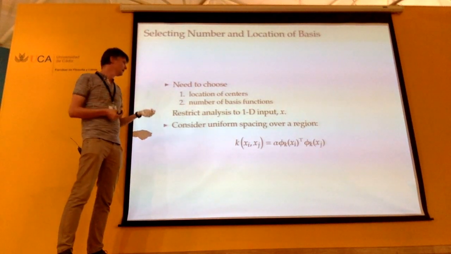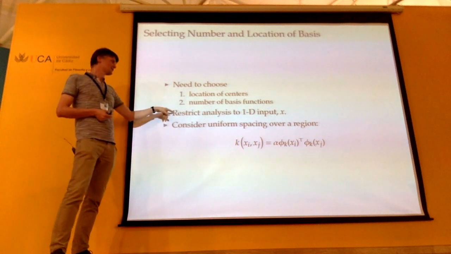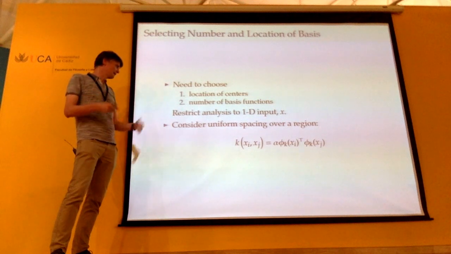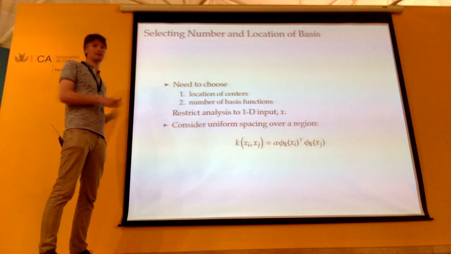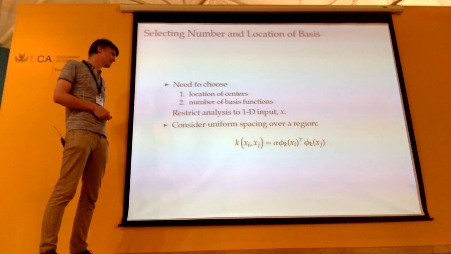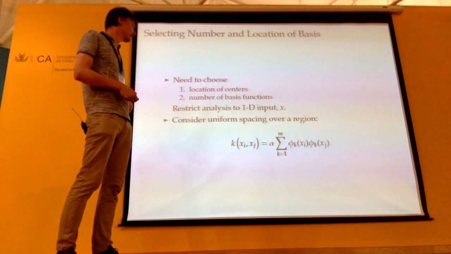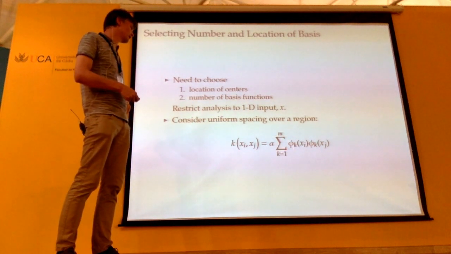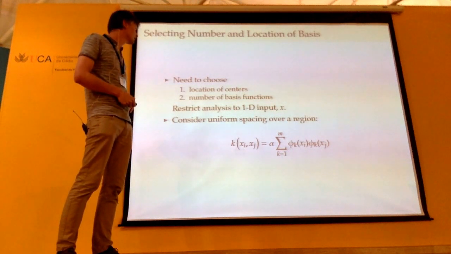Now, what I'm going to do is restrict the analysis of this system to 1D inputs, but this works for high dimensions as well, and then I'm going to consider uniformly spacing these basis functions over a region. They don't actually have to be uniformly spaced, but it just makes this little analysis simple. And what I want to do is look at this form of this kernel matrix here, and show you how this sort of thing turns into the Gaussian process we saw before.